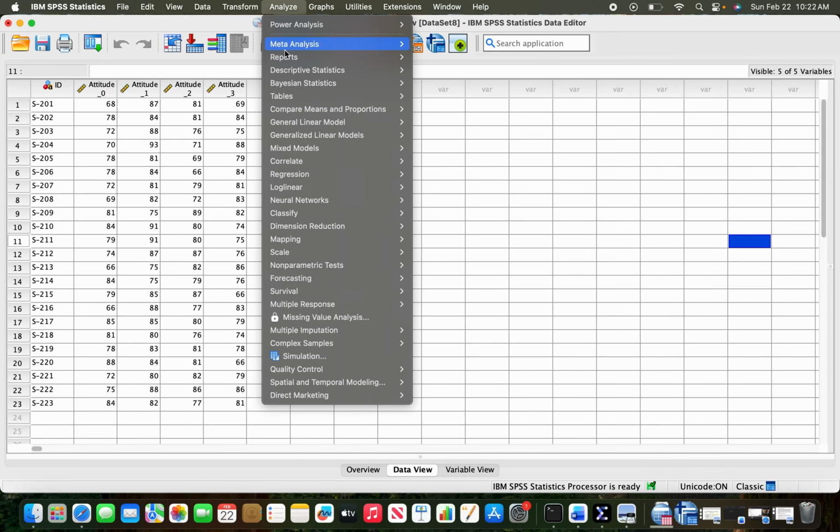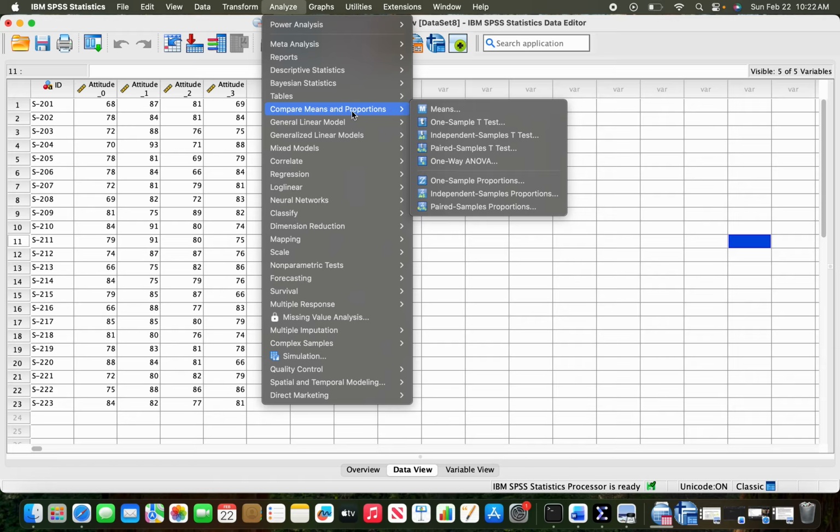You're going to go to Analyze. We have to create a null hypothesis, which is there is no difference in attitude about chocolate over time. And then the alternative hypothesis is there is a difference in attitude about chocolate over time.